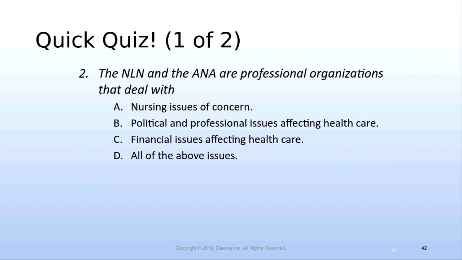Okay, we got another quiz here. The NLN and the ANA are professional organizations that deal with: A, nursing issues of concern; B, political and professional issues affecting healthcare; C, financial issues affecting healthcare; or D, all of the above. And of course, that would be all of the above. They help with all of those things.